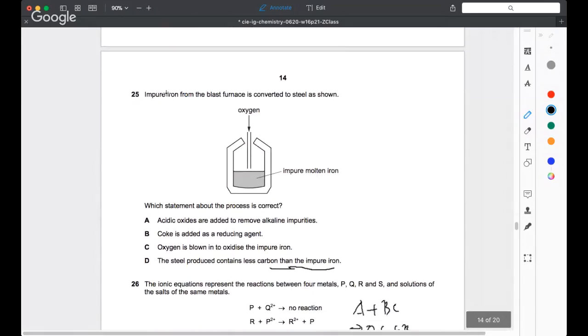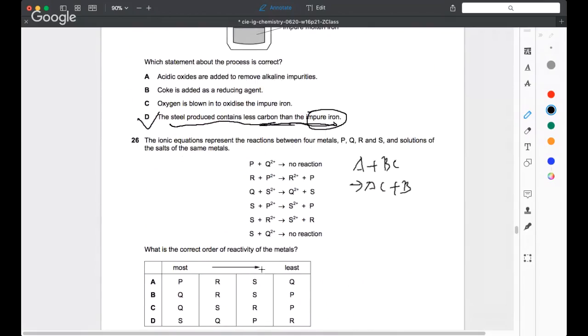Okay, number 25. The right answer is D. So in this process, the carbon is purified out of the steel, so we get steel out of the impure iron. The steel produced will have less carbon than the starting impure iron.